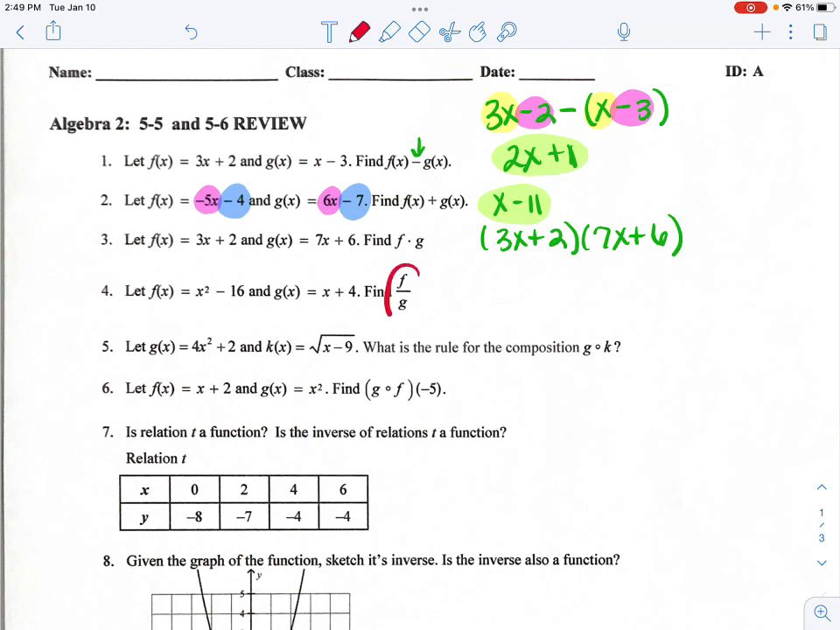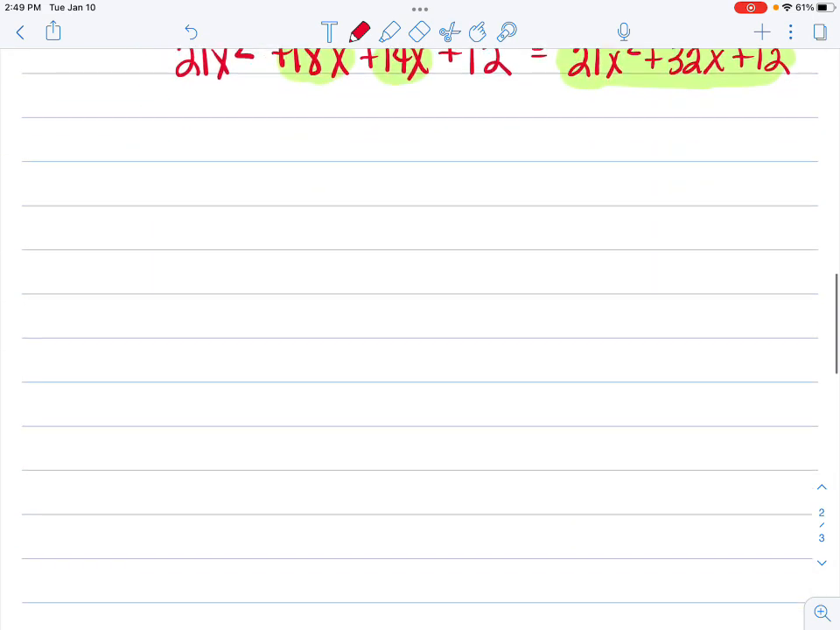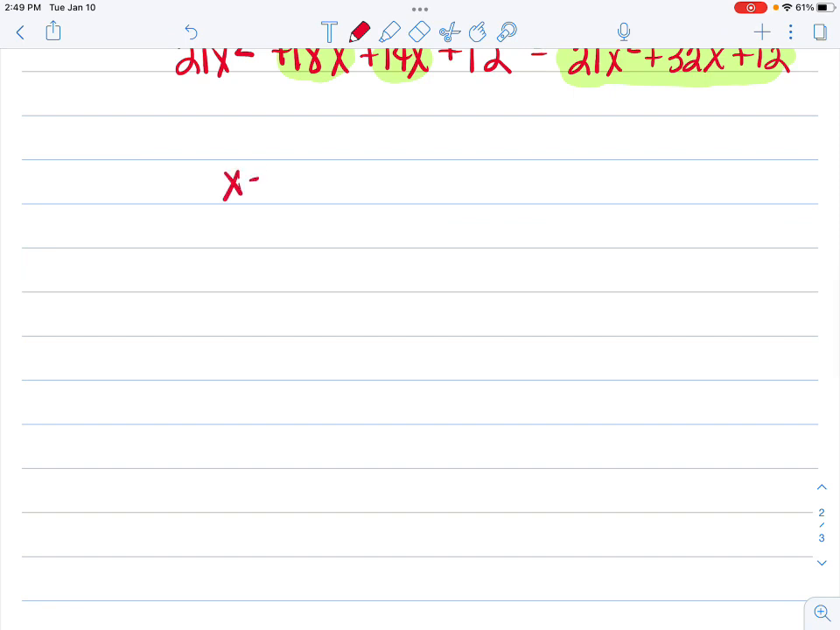Number 4, so this one I'm obviously dividing. But this is the one where you don't actually divide. We're going to have to factor this one. So again, I'm going to write it. So notice f is x squared minus 16 and g is x plus 4. So x squared minus 16 over x plus 4.